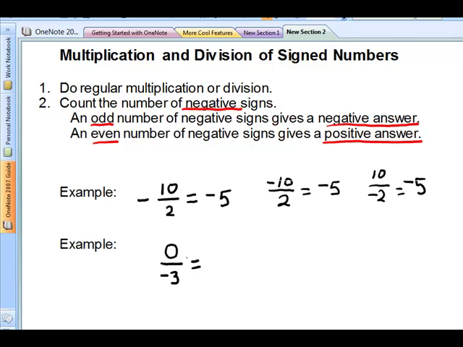We also have to remember our zero properties. 0 divided by anything will give us 0. It doesn't matter how many signs you have because 0 doesn't get a sign. If we have negative 5 divided by 0, remember this one is undefined. You're not allowed to divide by 0, and it doesn't matter how many signs you have.